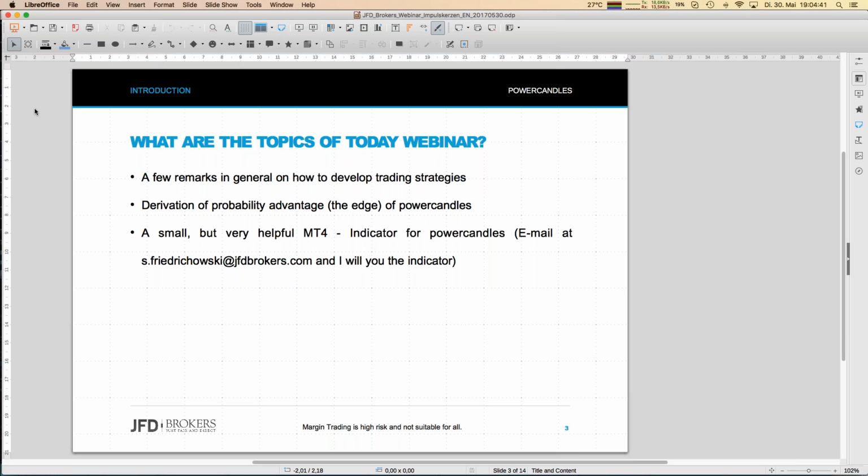I want to share with you directly one example, and that example of today is power candles. Candles which are bigger, more pronounced than any other candles. And if those power candles occur, that has a special meaning. And not only a special meaning by its own. No, it has what we call a probability advantage, an edge for our trading activities.